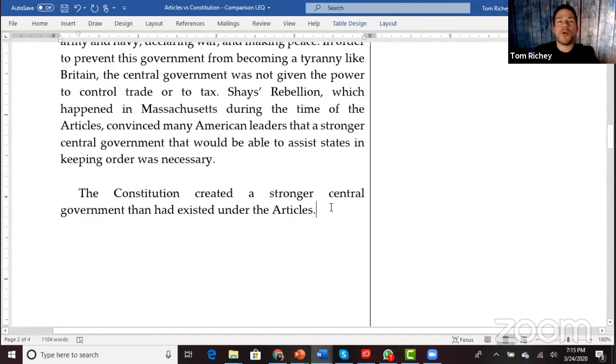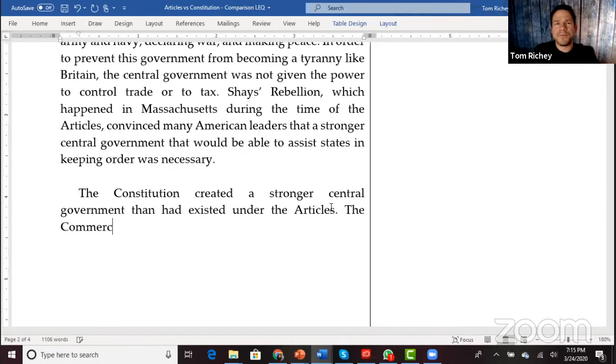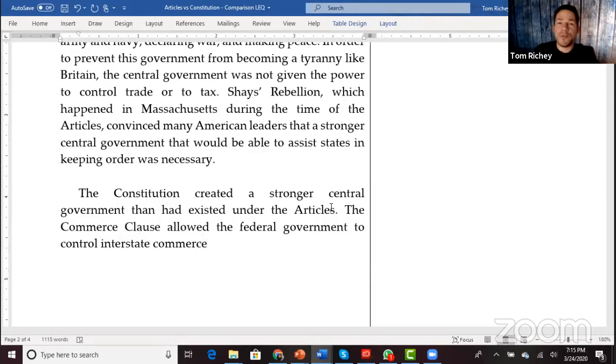And so with that, the Constitution created a stronger central government than had existed under the Articles. The Commerce Clause allowed the federal government to control interstate commerce. Now we want to explain what that is, right? We don't just mention the Commerce Clause. We don't just say interstate commerce, and I would say here, interstate commerce between states. Even if you're putting parentheses and defining it, you're making sure that the reader knows what you're talking about.